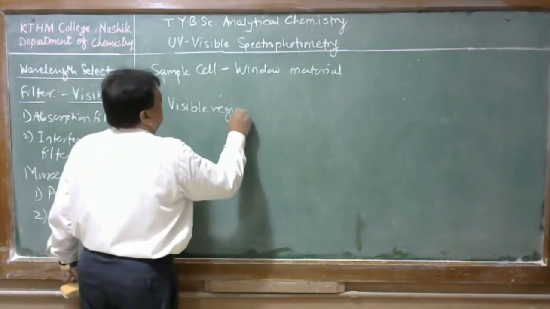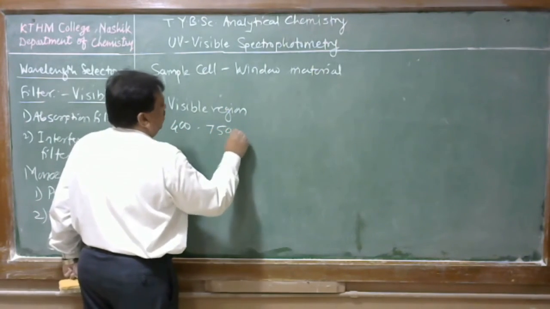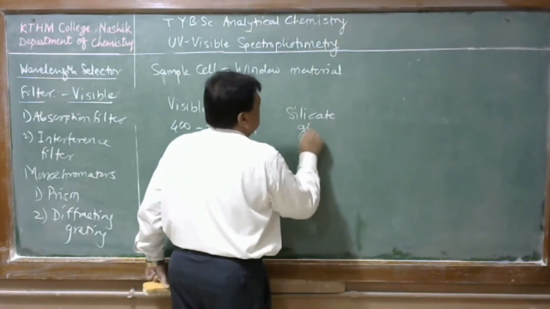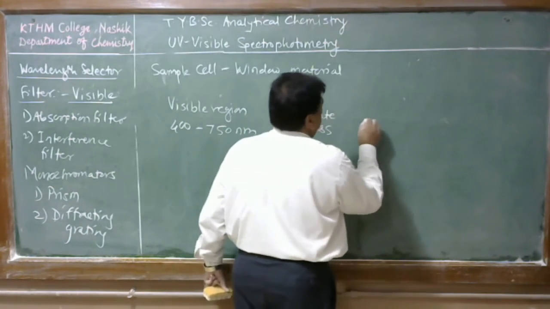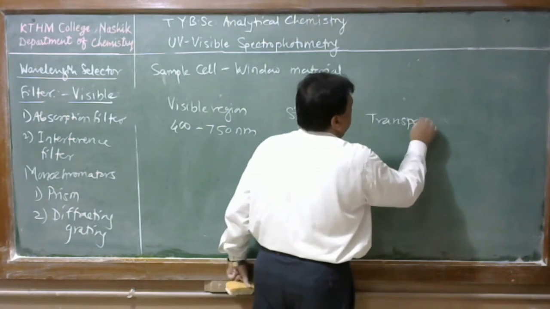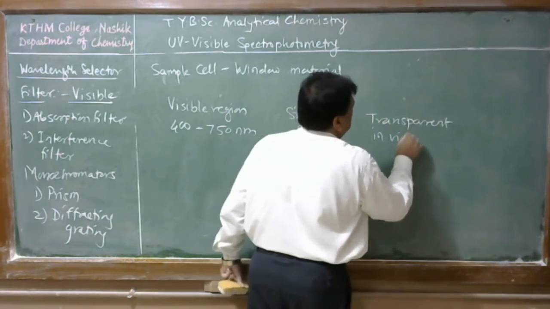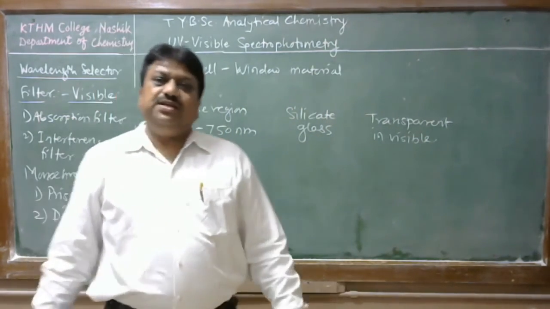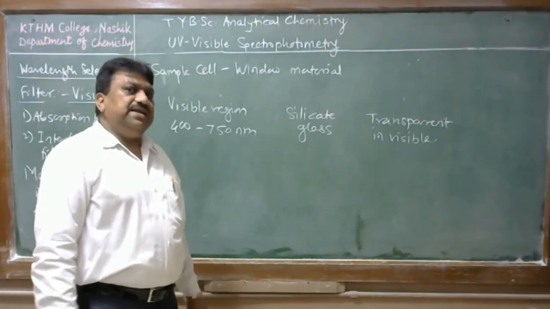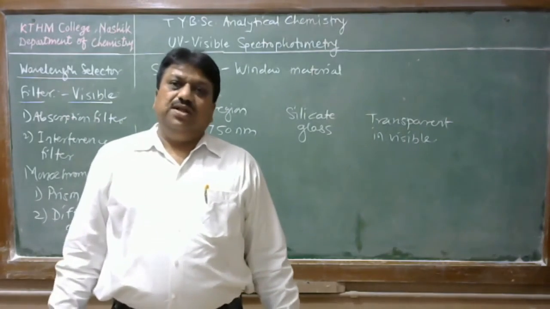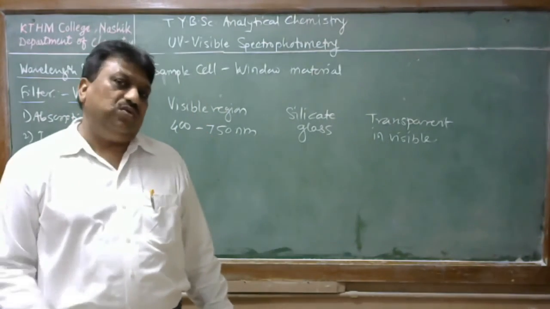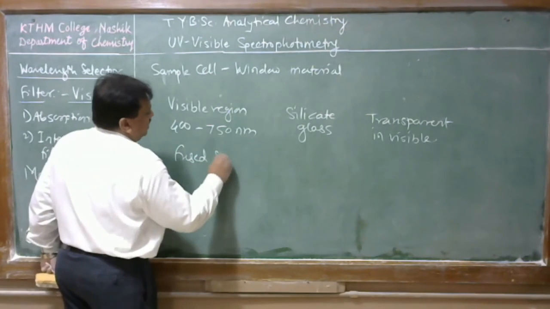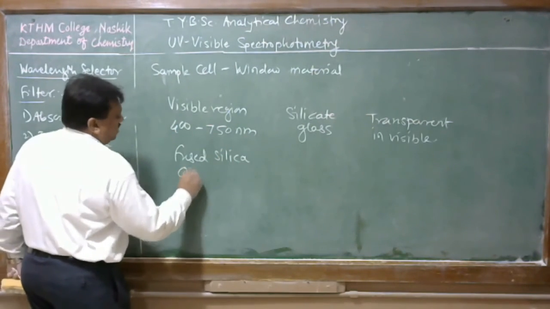For example, in the visible region, particularly 400 to 750 nanometer, we are familiar with ordinary silicate glass. Silicate glass can be used as a window material which is transparent in the visible region. Therefore, for colorimetric or visible measurement, a glass cell can be utilized. But glass absorbs in the ultraviolet region. Therefore, when measurement is carried out in the ultraviolet region, glass is replaced by fused silica, also called quartz.